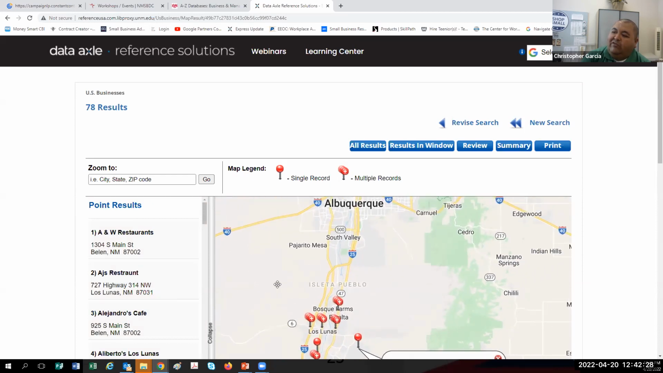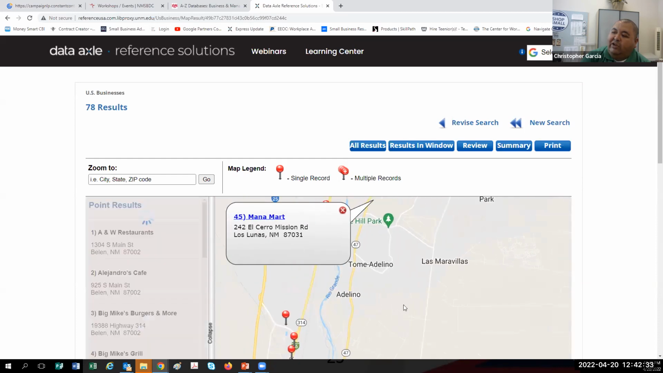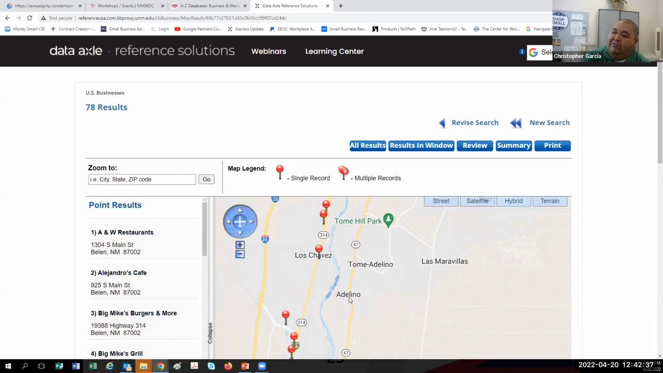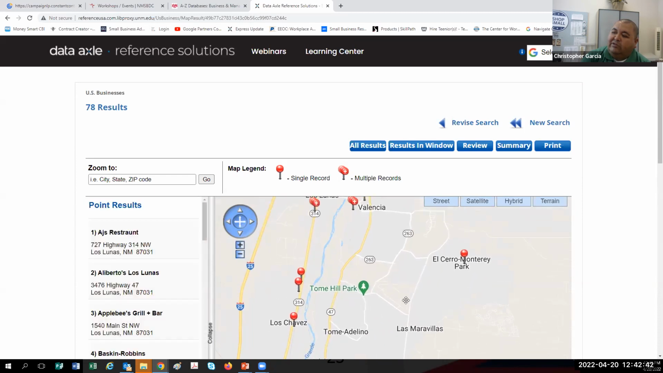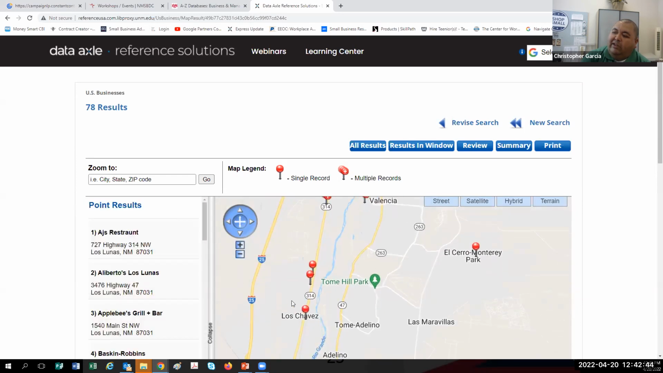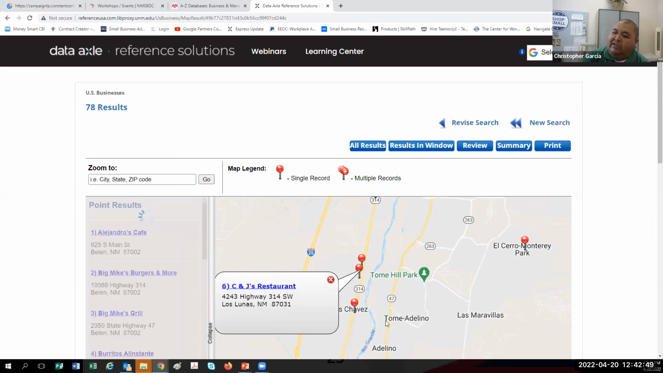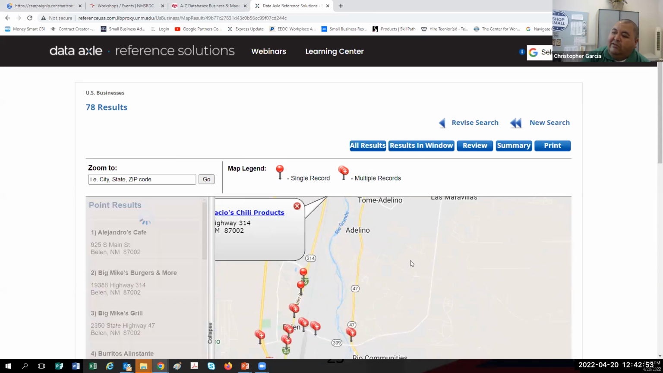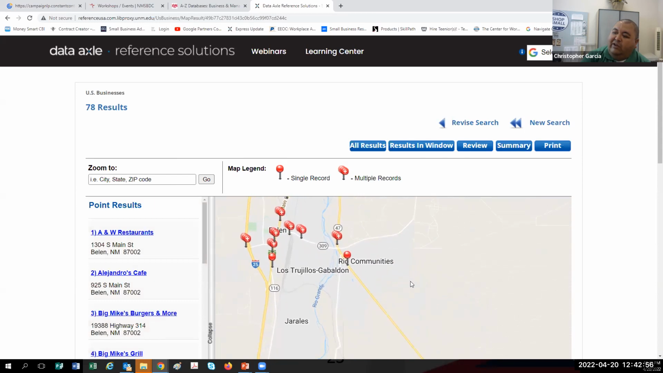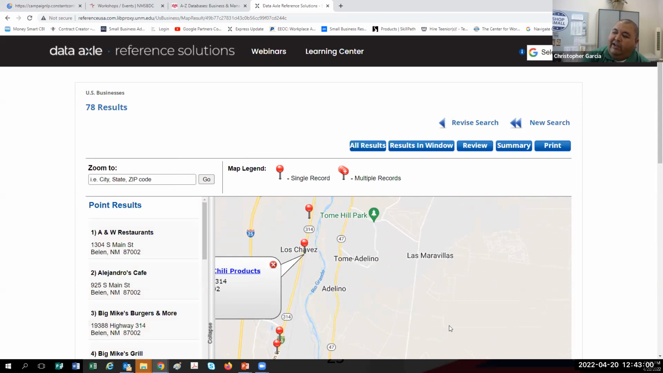But say I wanted to look for an underserved area of the county, where might I want to put a restaurant in Valencia County that's not being served now? Maybe Tome. Tome doesn't look like it's close to any sort of restaurants. The restaurants are all in Los Lunas proper. There's some in Los Chavez. Yeah, Leo's. That's C&J's. Oh yes, they have an antique store there too. And then they're all on the main drag in Rio Communities or Belen. So look, there's an underserved area. I could see where that is.